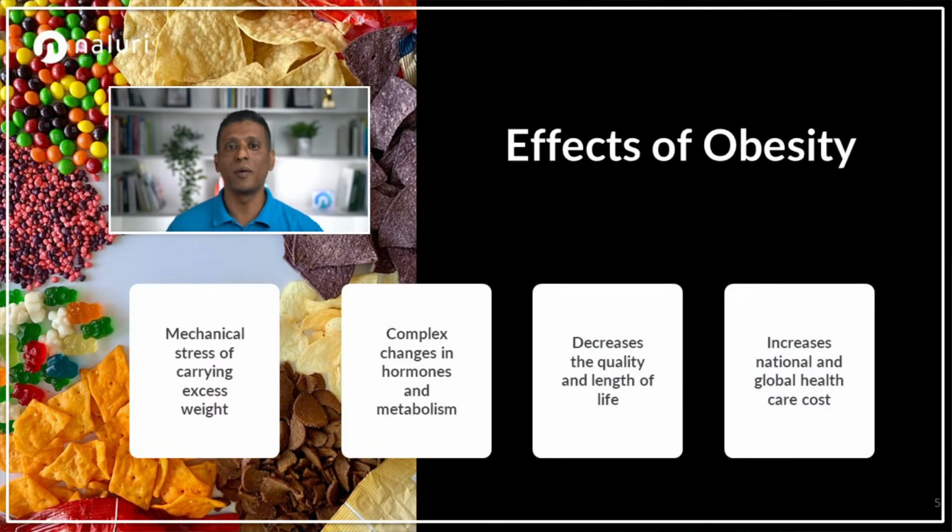Now, let's look at its impact on other health risks as well. Obesity increases the risk of several debilitating and deadly diseases, including diabetes, heart disease, and some cancers, of course. It does this through a variety of pathways, some as straightforward as the mechanical stress of carrying extra pounds, and some involving complex changes in hormones and metabolism. Obesity decreases the quality and the length of life and increases individual, national, and global healthcare costs, right?